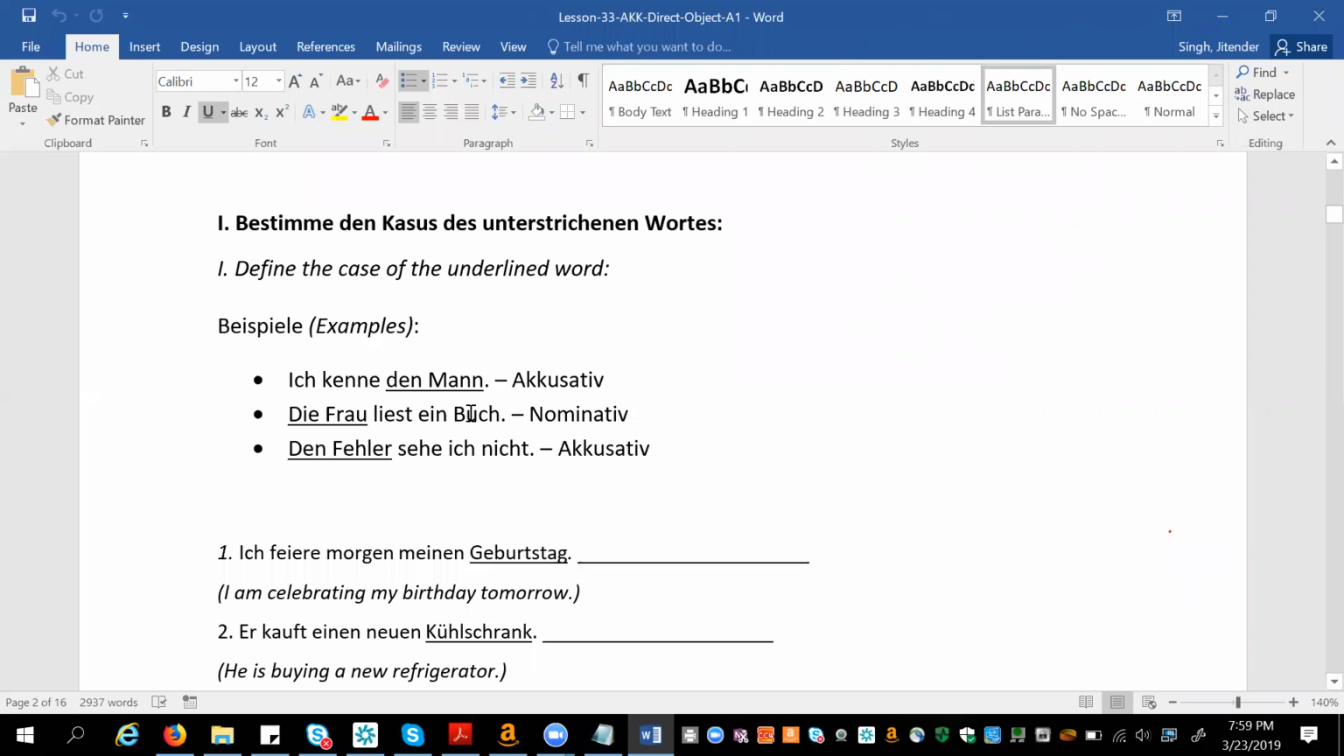Die Frau liest ein Buch. The lady reads a book. What is the direct object here? Book. Direct object, Buch. Sehr gut. Because what is being verbed? A book is verbed. So ein Buch is the accusative, but we are talking about the underlined words. So die Frau, the lady, is the subject. That is why it is nominative. All right. Now talking about this, tell me, den Fehler. Remember guys, der is changing to den in masculine direct object, accusative case. Den Fehler sehe ich nicht. I don't see the mistake. So den Fehler, what is this?